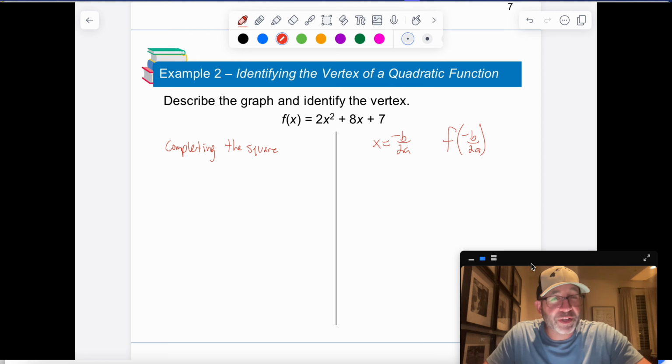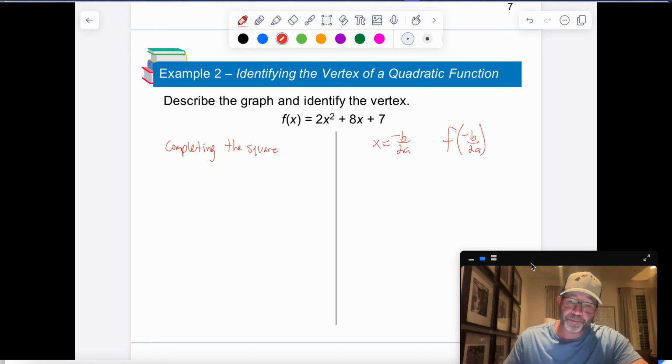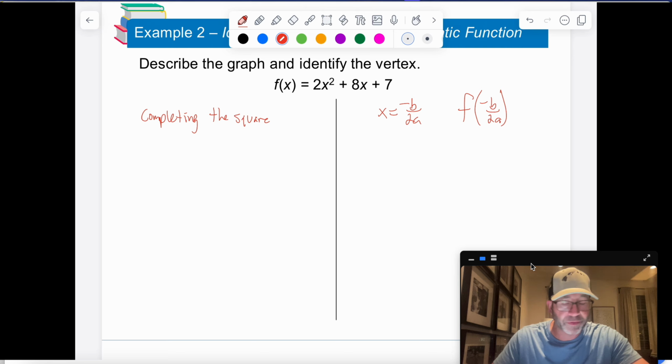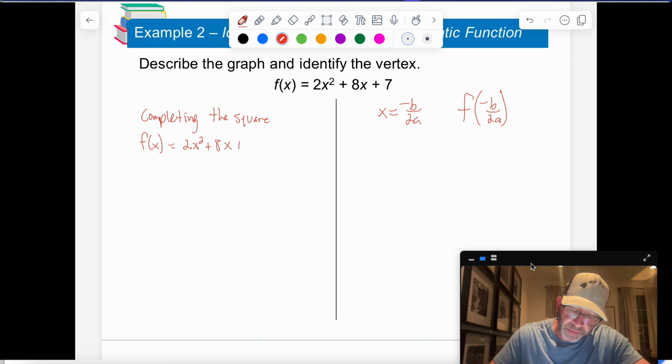It's taking the x value and plugging it in to find what the y value will be. So let's do it both ways and see what we get here, okay? Completing the square, a little bit of a process. We start with f of x is equal to 2x squared plus 8x plus 7.